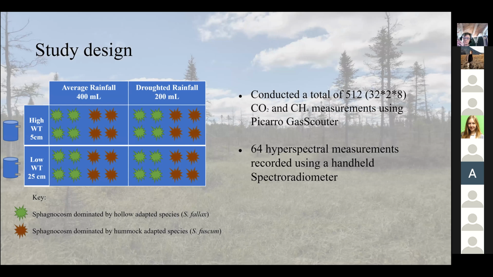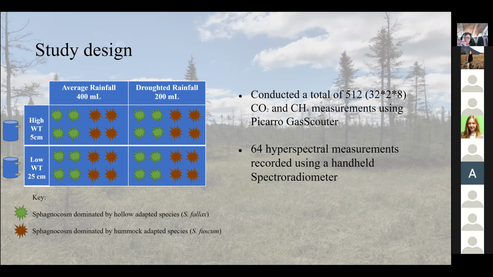So there were actually two mesocosm experiments included in the study, but I'm just focusing on one for the sake of time. We sampled 32 peat monoliths, which we called sphagnicosms, from both hummocks and hollows from a sphagnum-dominated peatland in Astoria, Michigan in the United States. And we removed all vegetation except for sphagnum. And then we imposed a high and low water table treatment and an average and droughted rainfall treatment. And I did want to acknowledge that there's some uncertainty regarding future rainfall patterns. So we chose our droughted treatment solely to inflict water stress. And then our average rainfall treatment was based on average summer rainfall in the study area.